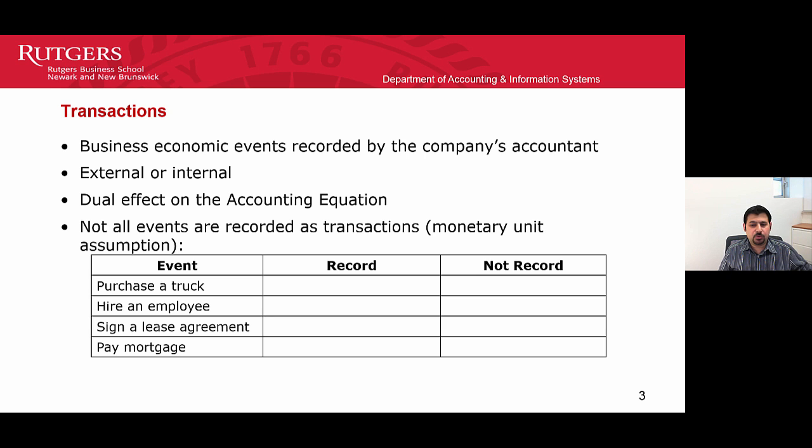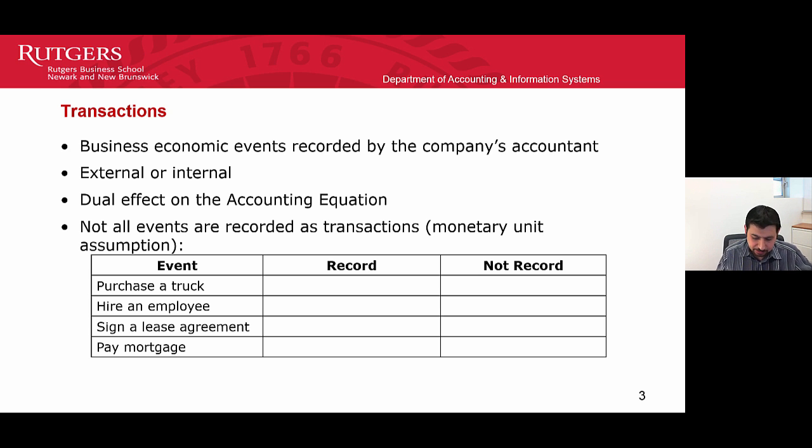Now, the criterion whether to record a transaction or not simply depends on whether the financial position of the company has changed. For example, the asset accounts, liabilities, or owner's equity, did these accounts change or not? If they have changed, you record them. If they have not changed, we do not record them in order not to violate the monetary unit assumption.